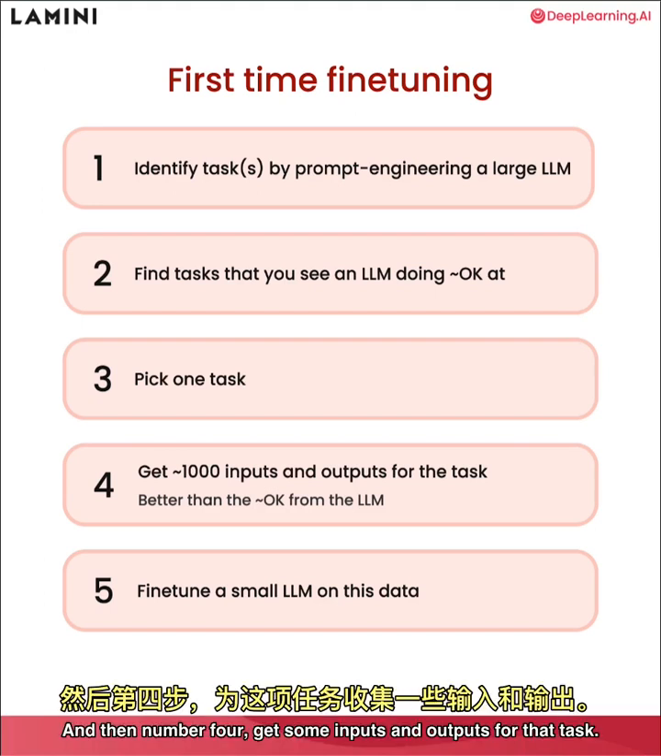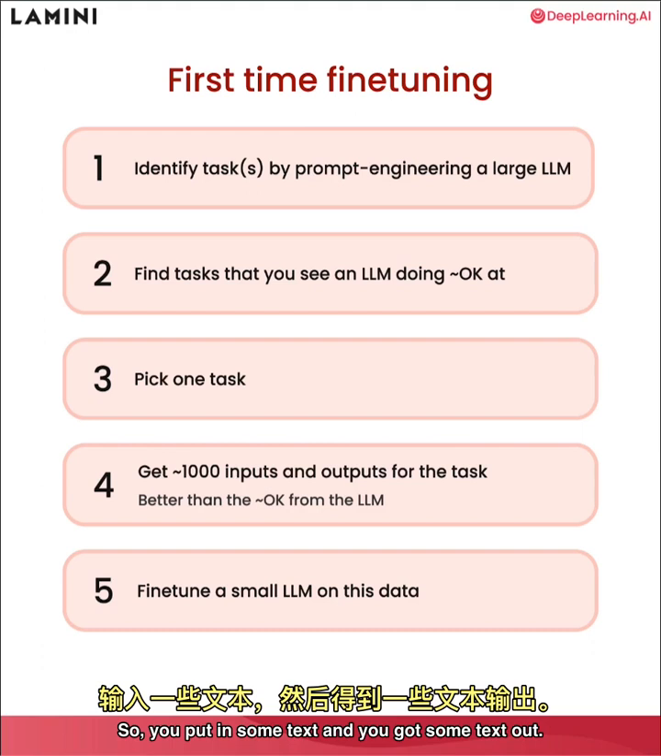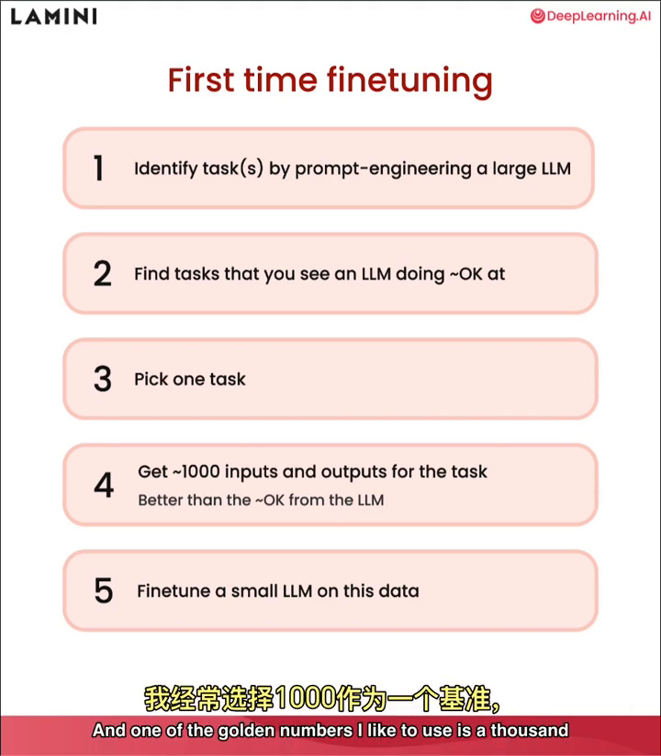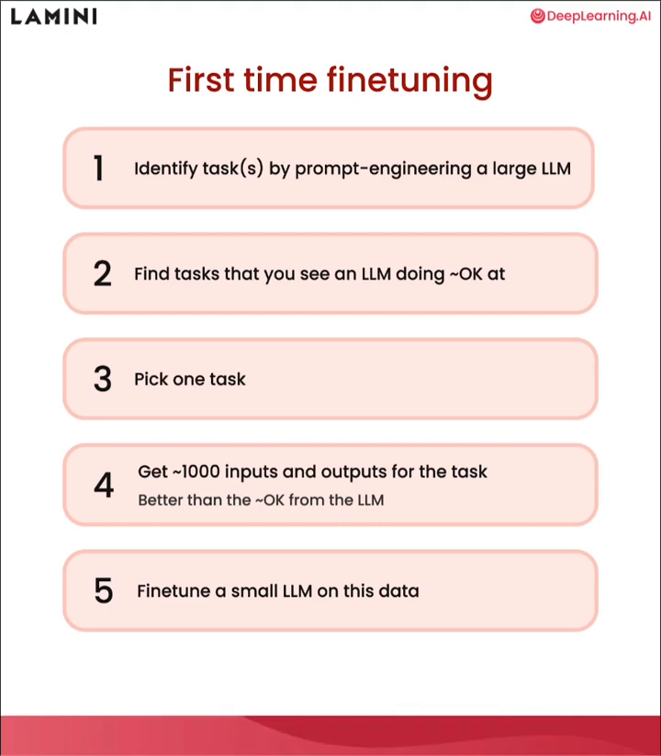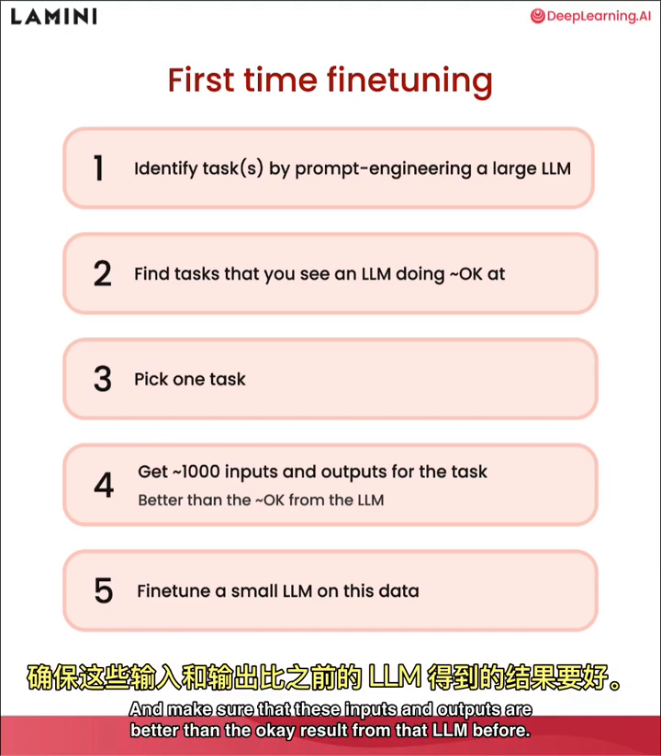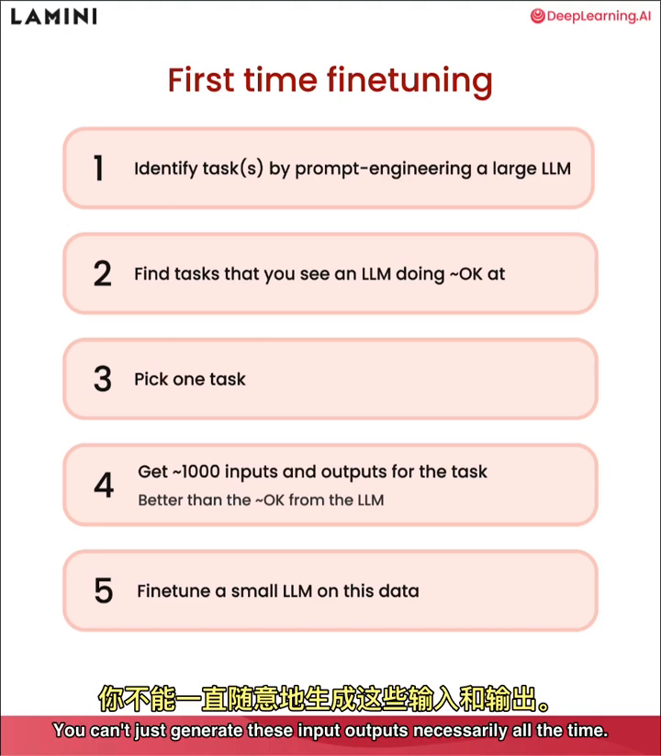And then number 4, get some inputs and outputs for that task. So you put in some text and you got some text out. Get inputs where you put in text and get text out, and outputs, pairs of those for this task. And one of the golden numbers I like to use is 1,000 because I found that is a good starting point for the amount of data that you need. And make sure that these inputs and outputs are better than the okay result from that LLM before. You can't just generate these outputs necessarily all the time.